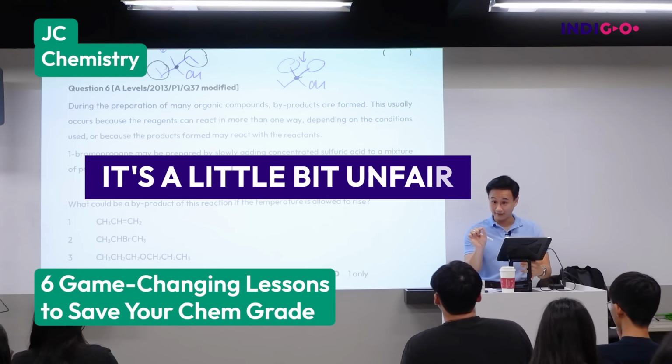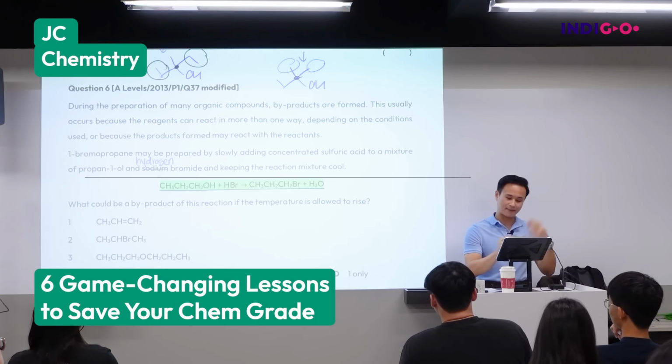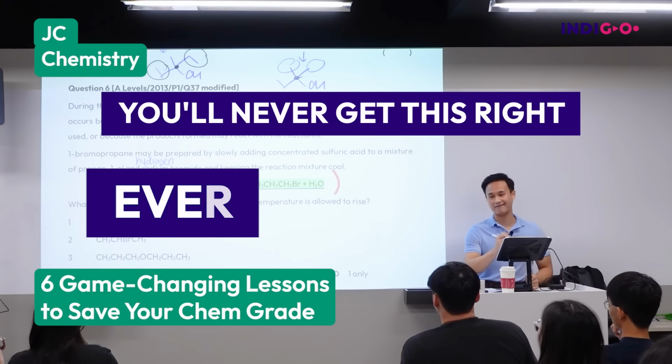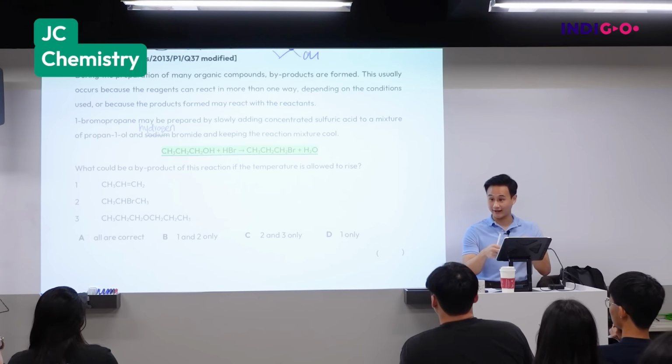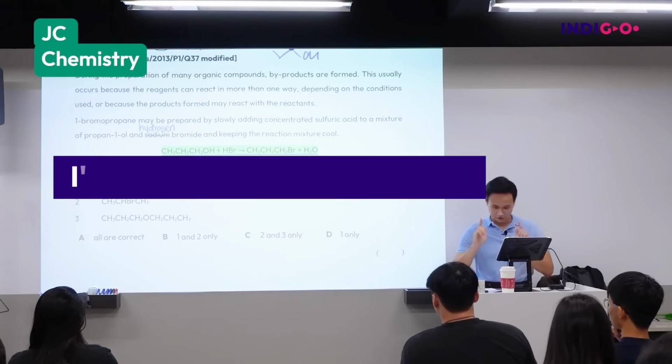It's a little bit unfair because if you've been seeing reactions that just A plus B gives you C, then you'll never get this right, ever. So what I mean by that is that when you see questions like that, you must think of a mechanism on the spot. So I'll tell you what I mean.